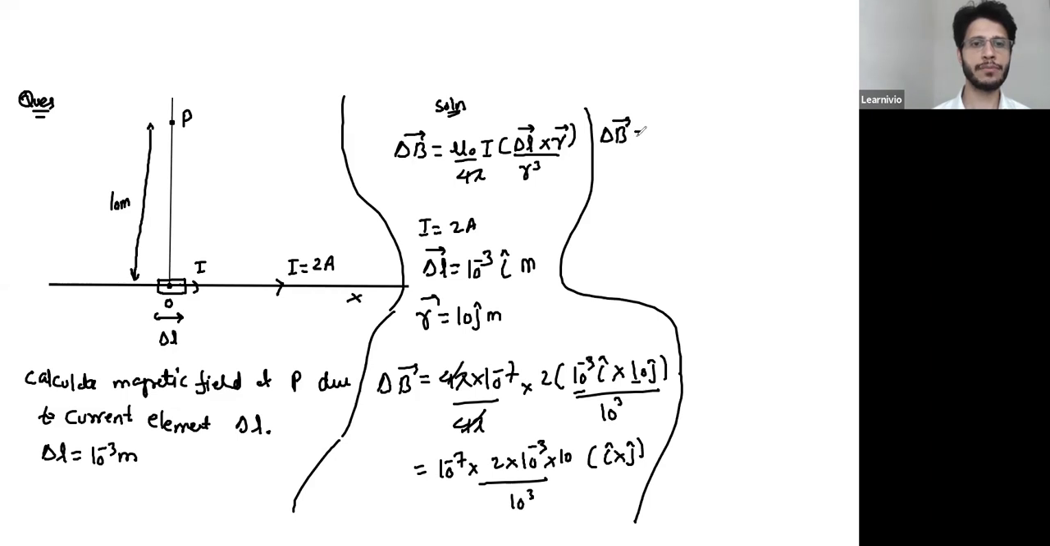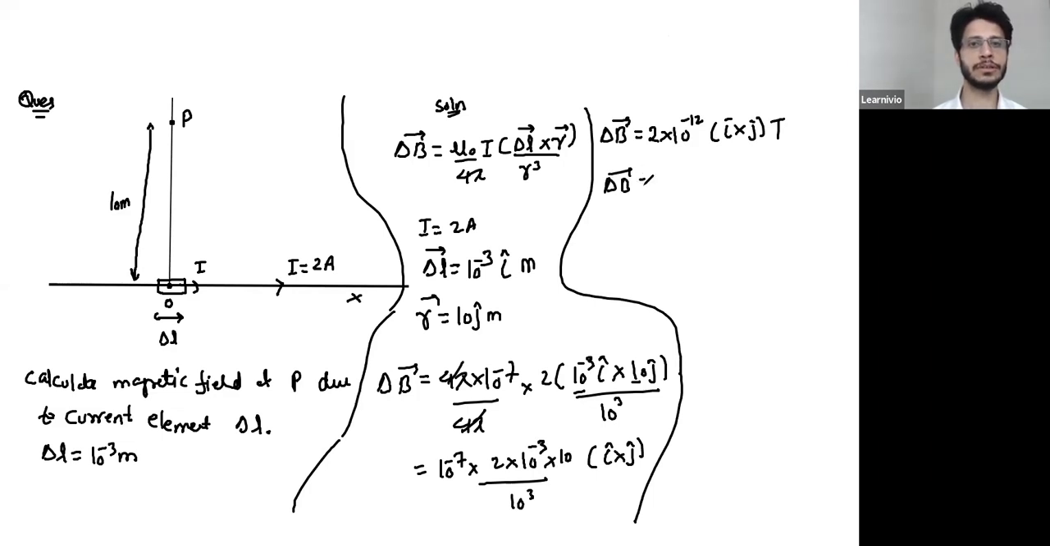So your delta B is 2 into 10 raised to the power minus 7, minus 3 minus 10, minus 10 and plus 1 minus 9, and minus 3 minus 12. I cross J. What is I cross J? Not 1. I cross J is K. It's K.